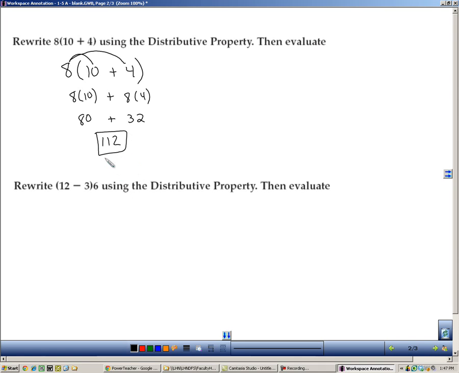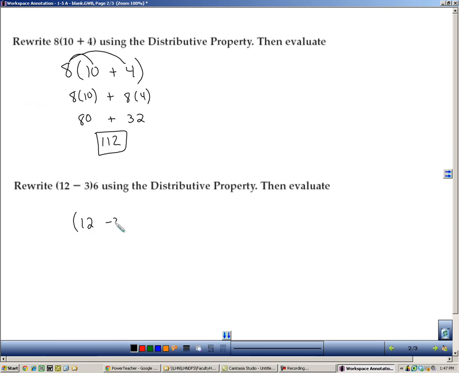So this is the way that we evaluate it, but notice we use the distributive property. We multiply the 8 by each term on the inside. This step right here, the second step, you don't have to show that if you can do it in your head, but I'm doing that just so people can understand.